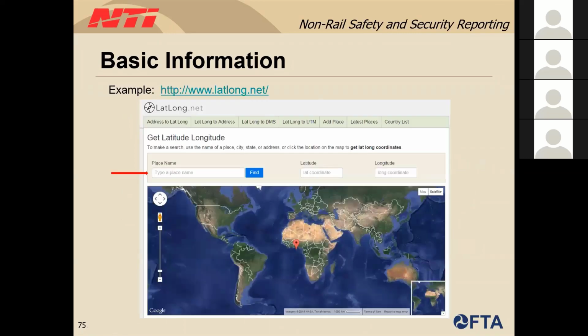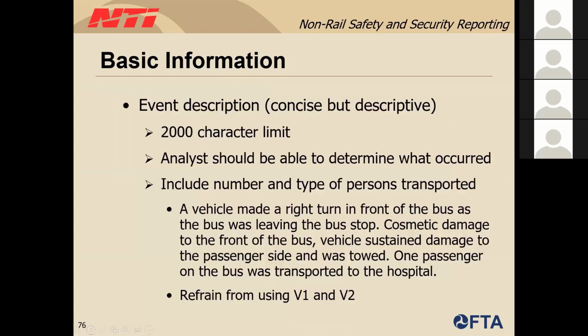This is a snapshot of the latlong.net site if you choose to use it. As you can see, there's a box to enter the physical address or the station name or milepost, and the system will display the coordinates in the latitude and longitude boxes. The basic information screen also captures the event description. The description box can hold 2,000 characters. If you exceed the 2,000 character limit, a message will pop up that you exceeded the limit and you will not be able to continue to the next screen until you reduce the number of characters.